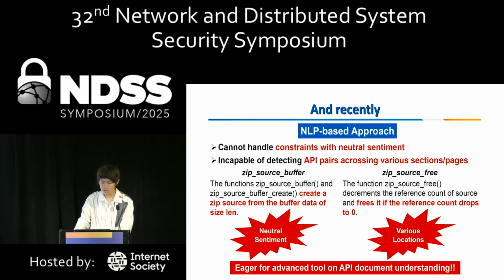API documentation contains vast information about APIs, which is a good resource for extracting ARM API pairs, and recently NLP tools are the trending way of extracting API rules from documentation. However, such methods cannot handle constraints with neutral sentiment, and they are incapable of detecting API pairs across various sections or pages. Here are two APIs from different pages. The left one contains malloc semantics, and the right one contains free semantics. However, both descriptions are neutral in sentiment and they are located on different pages. The current methods cannot handle them perfectly. Therefore, we are eager for an advanced tool for API document understanding.